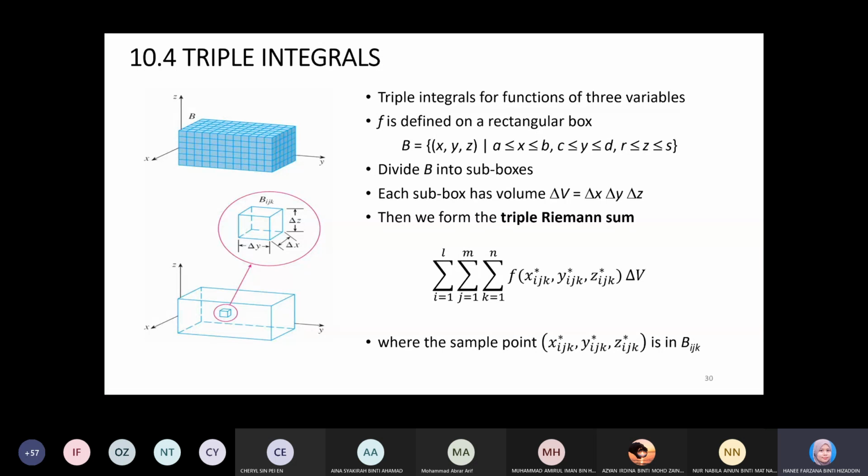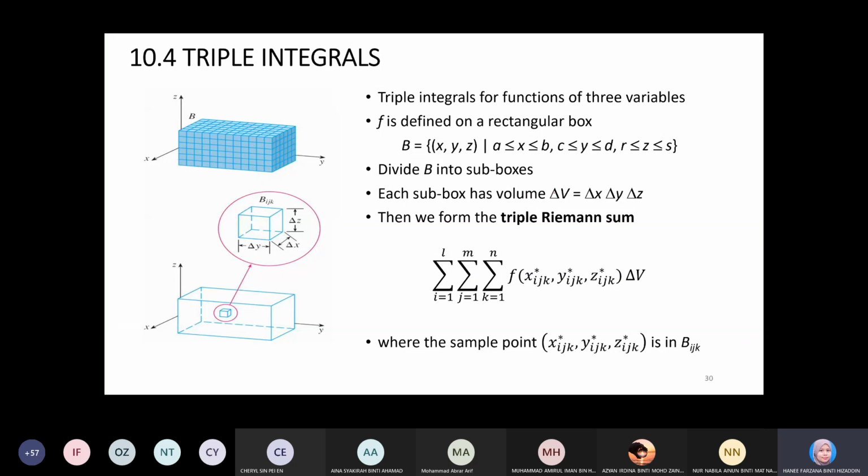Okay, so you can follow the same methodology where you divide the box B into sub-boxes. Previously, if you have a region R, you divide it into sub-rectangles, and then you get some rectangular cubes. So now you do the same. You divide B into sub-boxes.